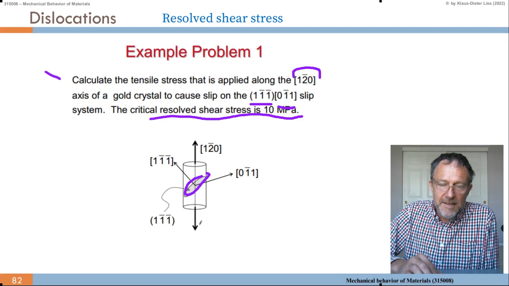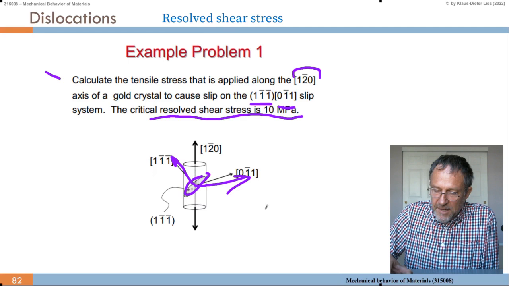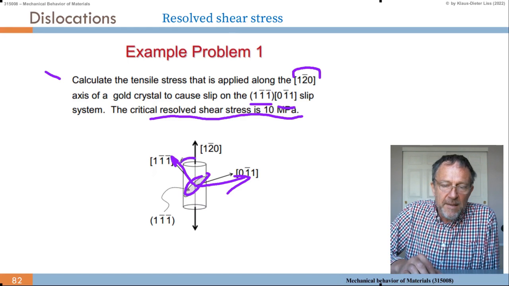Here's a little sketch. You can do the sketch, it's always good to have a sketch. So you have the 1, 1, 1 plane normal here, and within that plane you have the 0, minus 1, 1 direction. And what we need now are these two angles: the angle phi and the angle lambda.